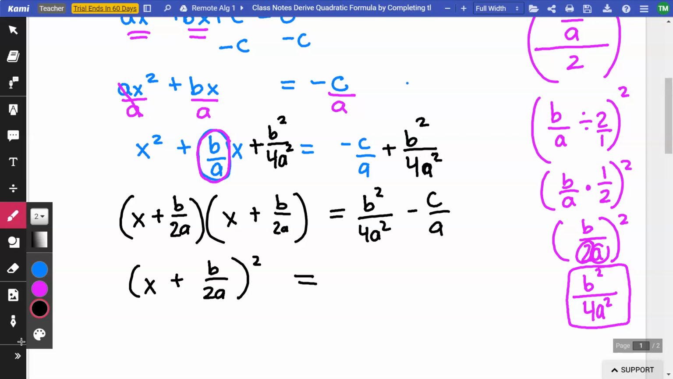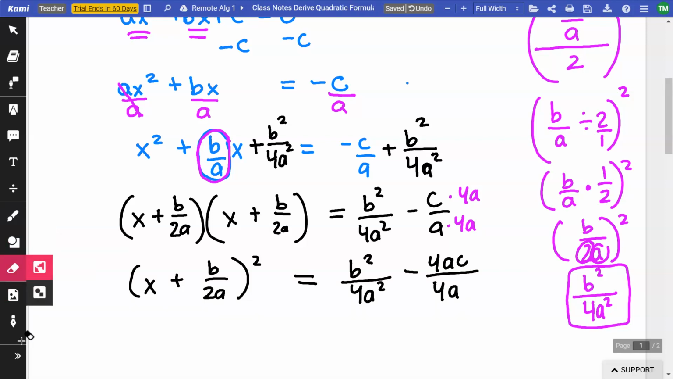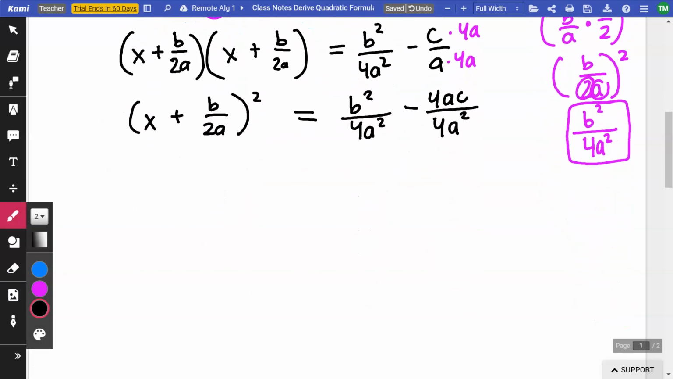Well, what is this fraction missing? This fraction is missing the 4 and the a squared part, right? Which means I need to multiply the top and the bottom by 4a. So we have b squared over 4a squared minus c times 4a is 4ac all over, and then 4a times a is 4a squared. Hey, 4ac reminds me of the quadratic formula. I wonder if we're on the right track. That sounds like good news.